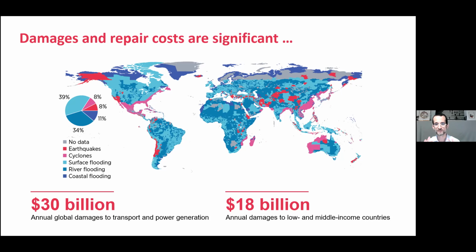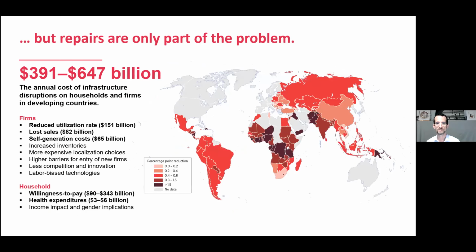But here, our point in that work was to say that if you look only at reconstruction, you're missing the big picture, because the big picture is really the implication of infrastructure disruptions on the rest of the economy.